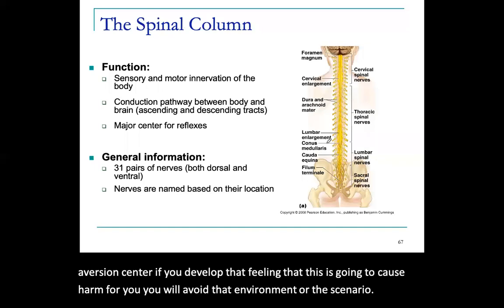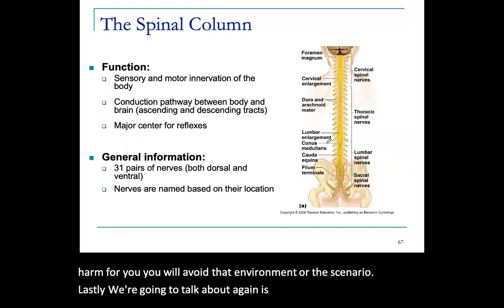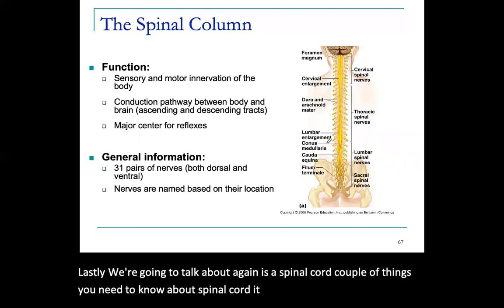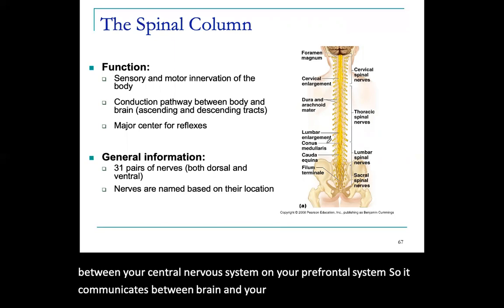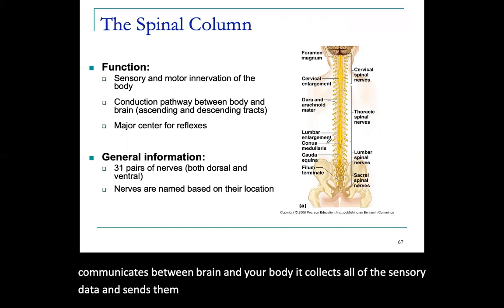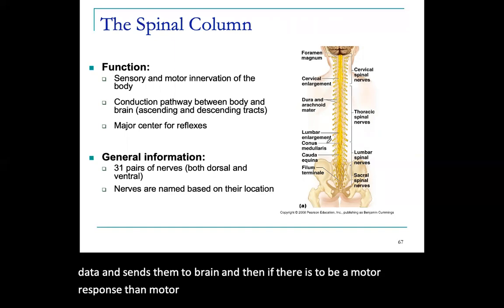The last thing we're going to talk about again is the spinal cord. A couple of things you need to know about the spinal cord. It is identified as the highway between your central nervous system and your peripheral nervous system. So it communicates between the brain and your body. It collects all of the sensory data and sends it to the brain. And if there is to be a motor response, that motor response gets sent out through the spinal cord.